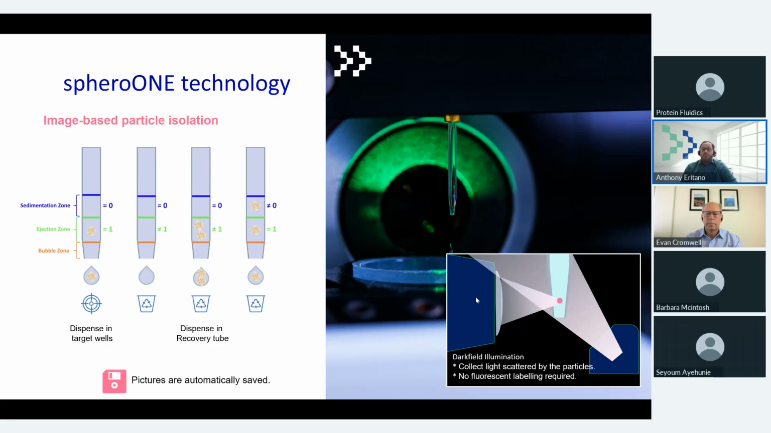So the spheroONE uses dark field illumination. So this captures all the scattered light, and it eliminates the need to do any kind of staining or vital dye staining to visualize these samples. And every image that is taken is captured and saved automatically for your records. Next slide.